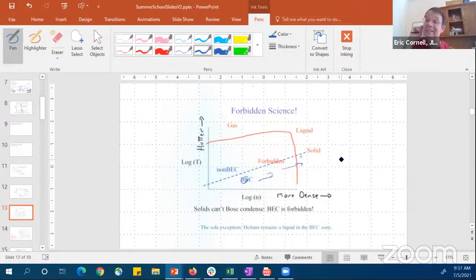There's a single exception. You look at all the materials, except maybe in astrophysical conditions, but all the terrestrial materials you're ever going to find, the single exception is liquid helium. For liquid helium, I would have to redraw this, and the liquid-solid transition is a little bit lower. So liquid helium is not a solid but a liquid in the BEC region. And sure enough, there is in essence a Bose-Einstein condensation at the heart of superfluid liquid helium. So that is the only exception.